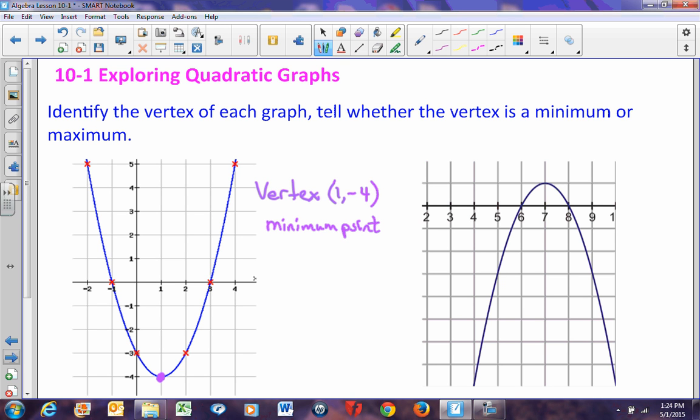In this second graph, this black graph, my vertex is right here. We can see that it is at (7, 1). So the vertex is at (7, 1). And this is a maximum point because it's the highest point on the graph. The graph goes downward from there, so the highest point is at the point (7, 1). Being able to find and label maximum and minimum points is important.